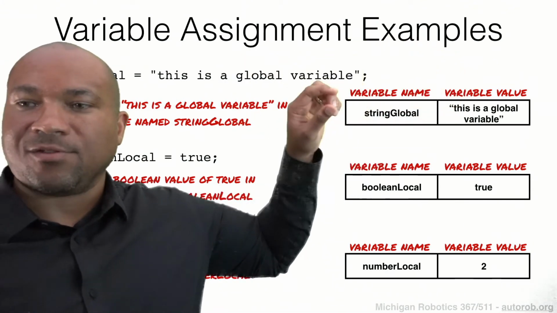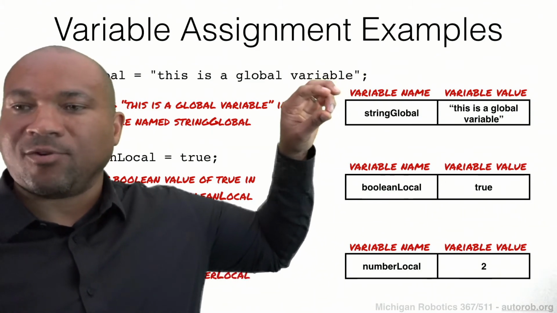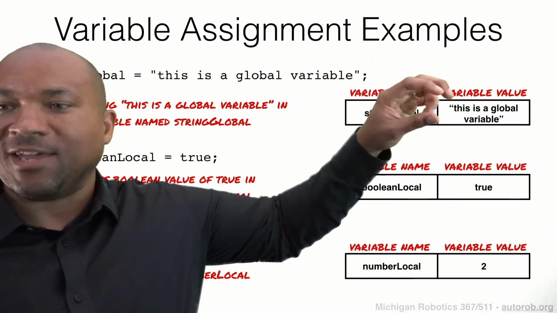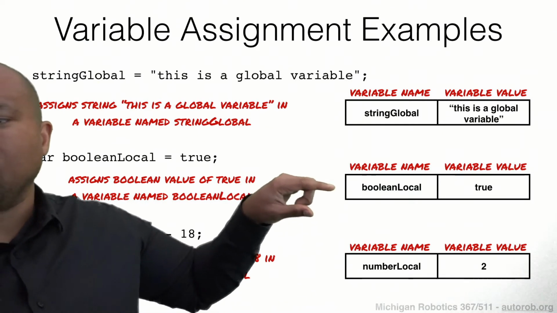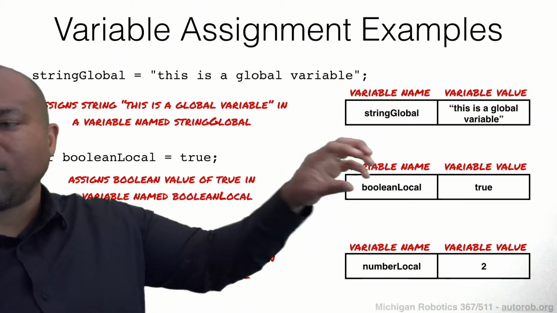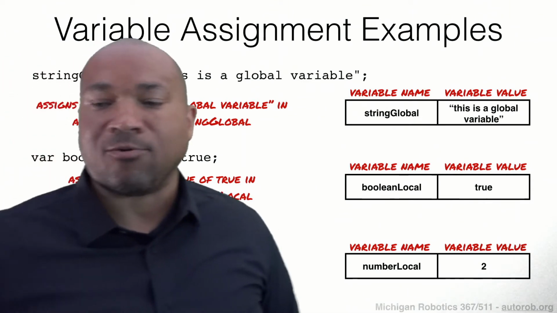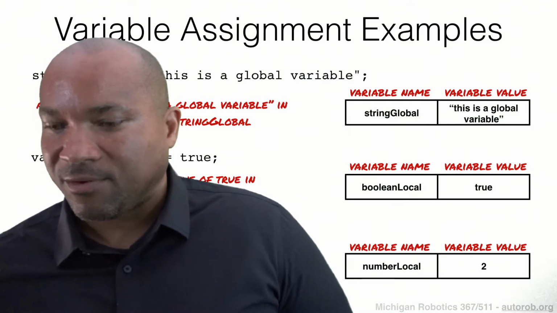Whenever we make an assignment, we can create a new variable. We're creating this variable name, and then we're storing something into this box. The same thing for Boolean local. We're creating this box, and then we're storing something inside of it, and we can always retrieve that or change it if needed. And so that's something we can do.